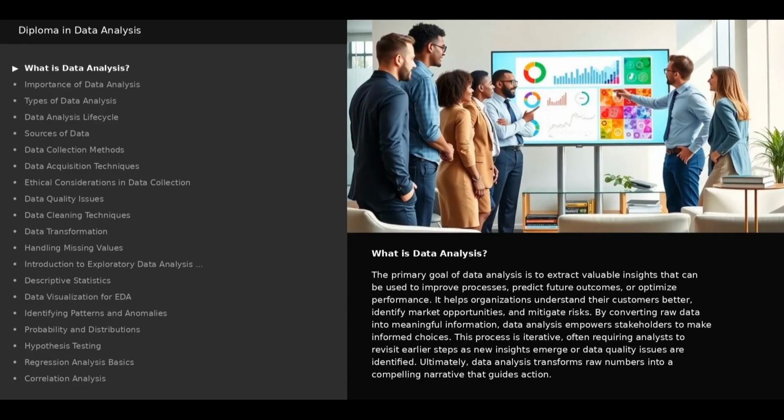The primary goal of data analysis is to extract valuable insights that can be used to improve processes, predict future outcomes, or optimize performance. It helps organizations understand their customers better, identify market opportunities, and mitigate risks. By converting raw data into meaningful information, data analysis empowers stakeholders to make informed choices. This process is iterative, often requiring analysts to revisit earlier steps as new insights emerge or data quality issues are identified. Ultimately, data analysis transforms raw numbers into a compelling narrative that guides action.